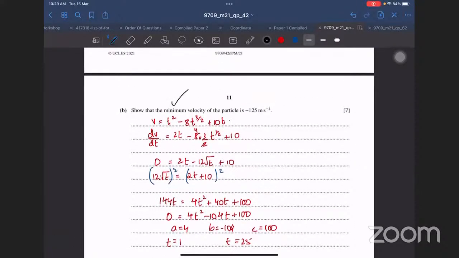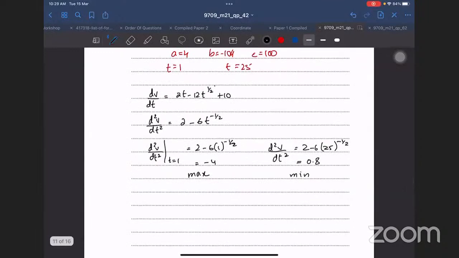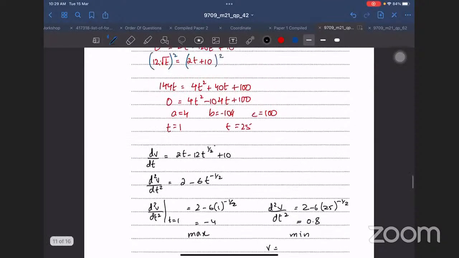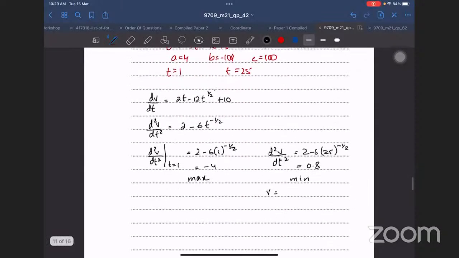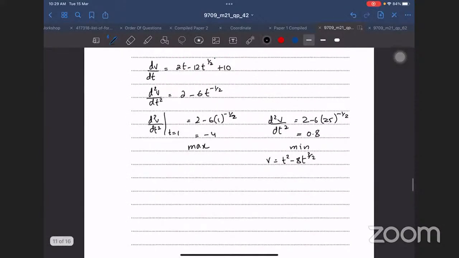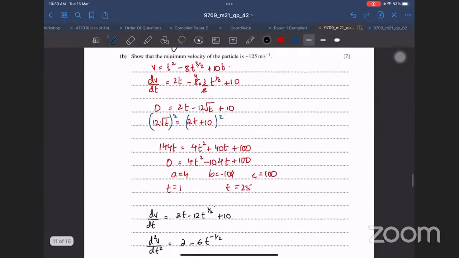I wanted to find out the minimum velocity. So I'm going to use this and plug it into the velocity, t squared minus 8t power 3 over 2 plus 10t. T is 25. Okay, that gives me minus 125. That's what the question was asking you to prove.